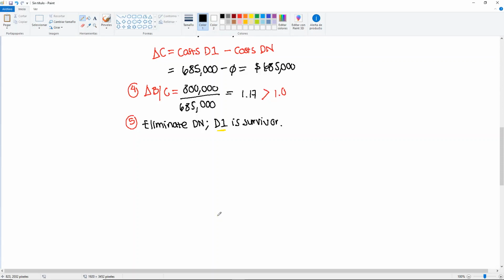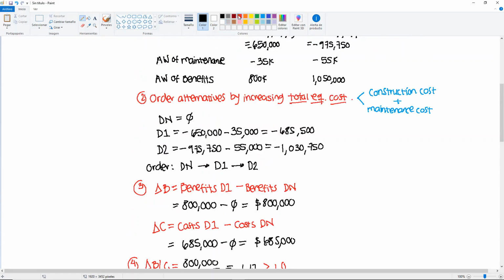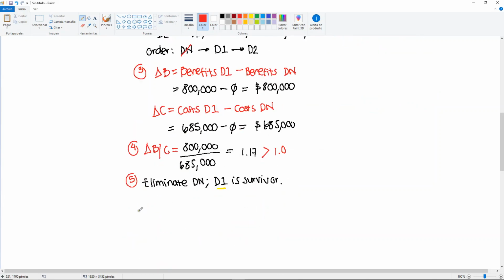Okay, so now that we have eliminated do nothing, we still have D1 and D2 to go, so we must repeat. Instead of step number 6, we must repeat steps 3 to 5, but now we're going to do this for design 1 competing against design number 2.